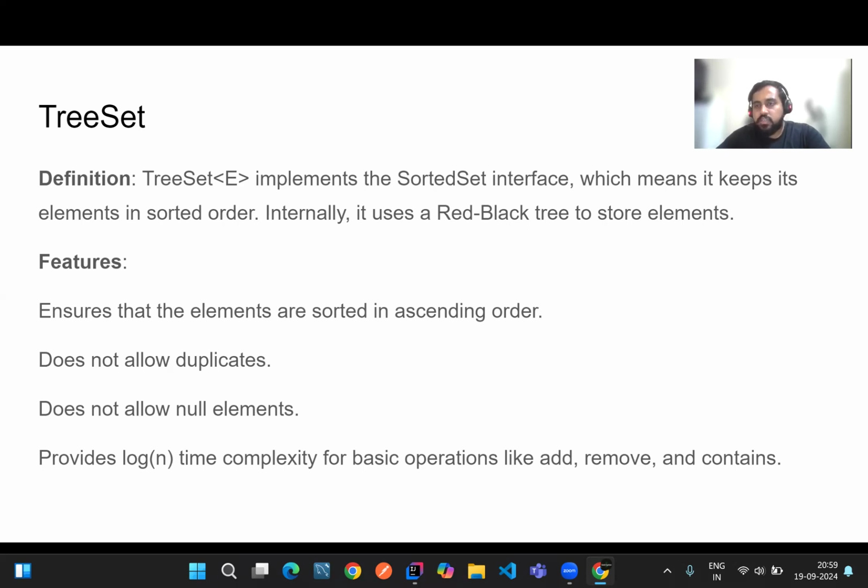If you want our own logic, we can pass our own comparator, and it will compare and sort based on that. Internally, it uses a red black tree to store elements. What is a red black tree? We'll see when we go into DSA, data structures and algorithms, which I'll start after these chapters. The feature is that it ensures elements are stored in ascending order and it does not allow duplicates. It does not allow even one null element. It provides log n time complexity for basic operations like add, remove, and lookups like contains.